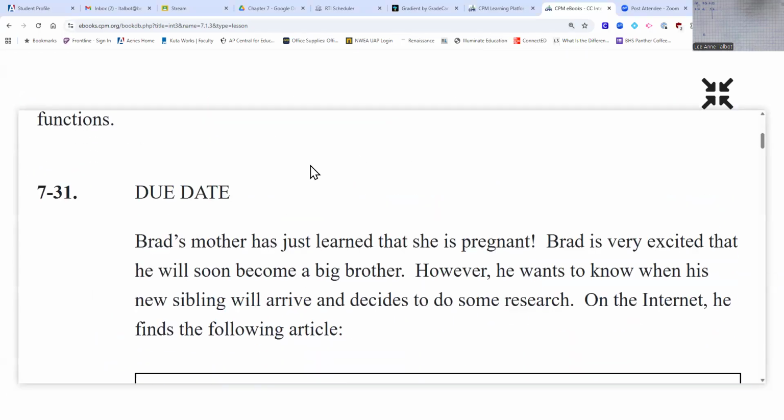Okay, 3-1, due date. Brad's mother has just learned that she is pregnant. Now, when I first read this, I was like, hey, this kid's in Math 3 and his mom's going to have a baby, and I thought that was unusual for them to be that far apart. But then I counted, and my husband's youngest brother was born when he was 16. I know. So I guess it's not that weird. Anyway, everybody treats him like the baby of the family, and anyway, it's really fun.